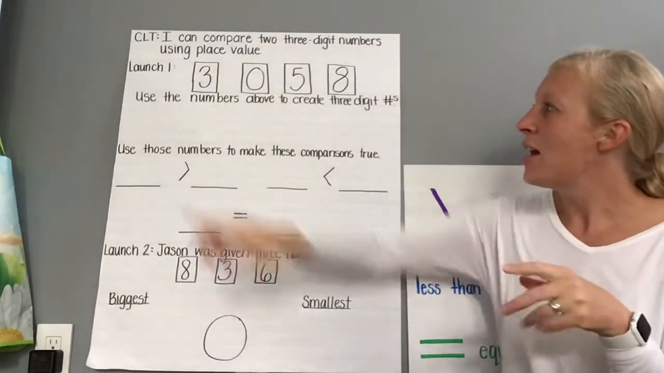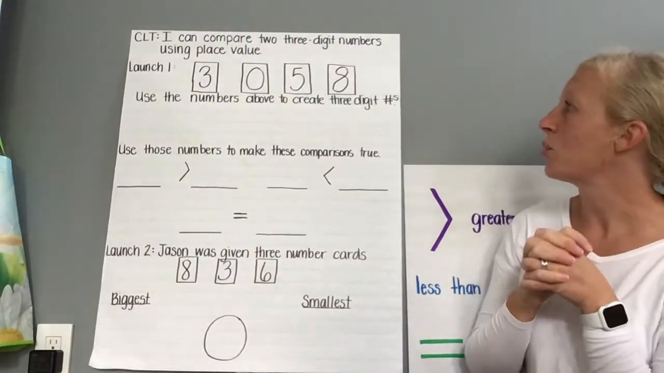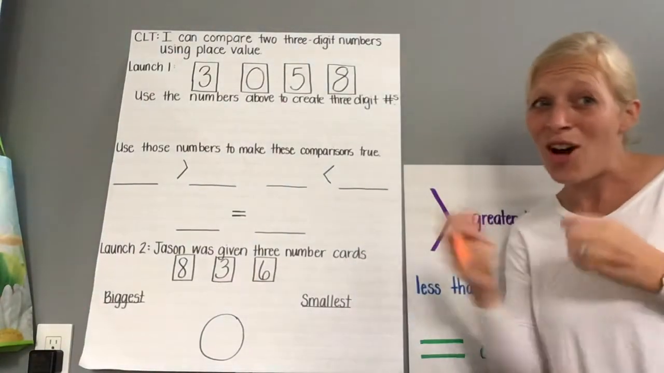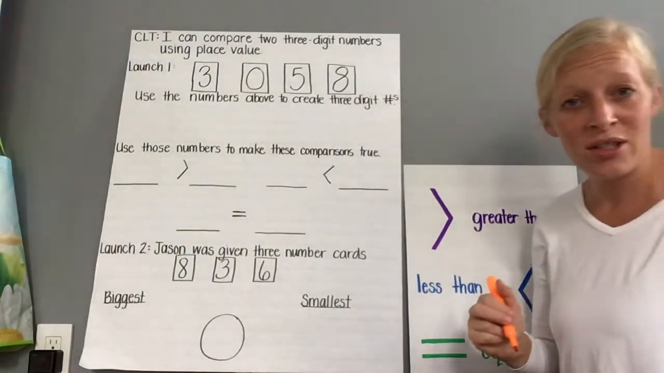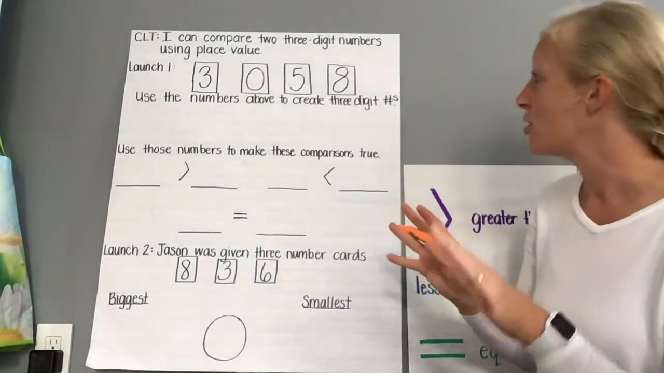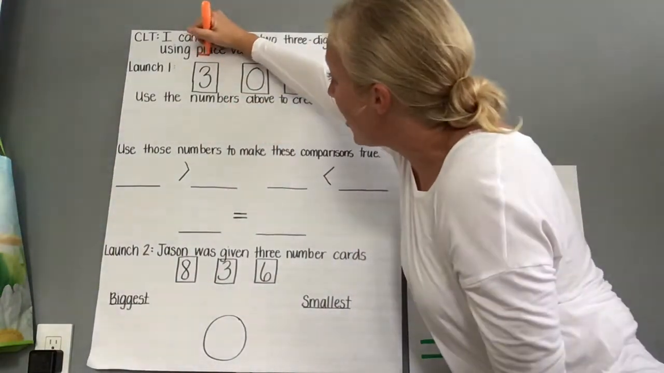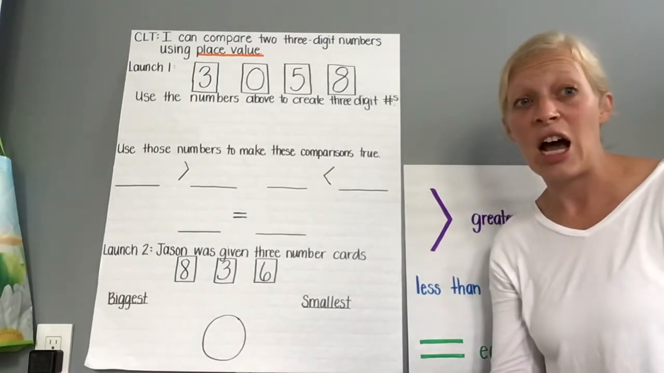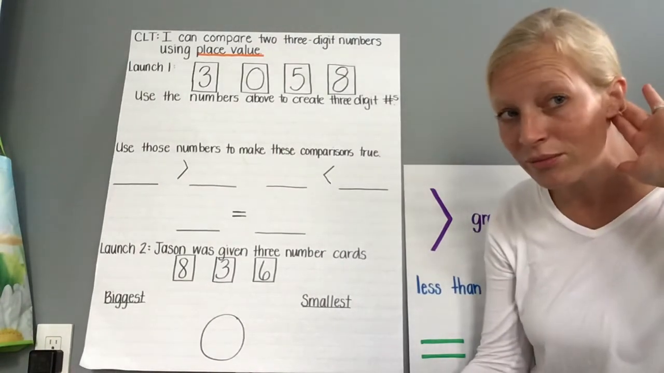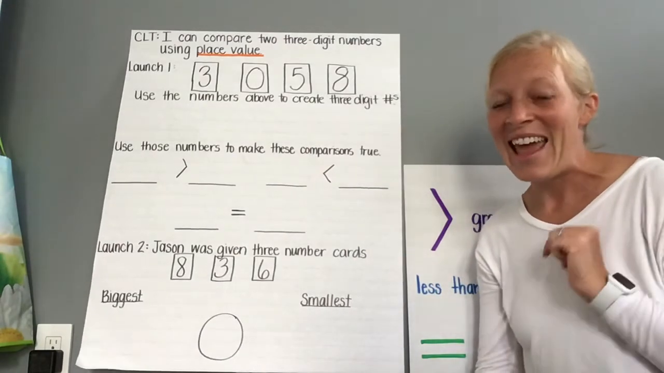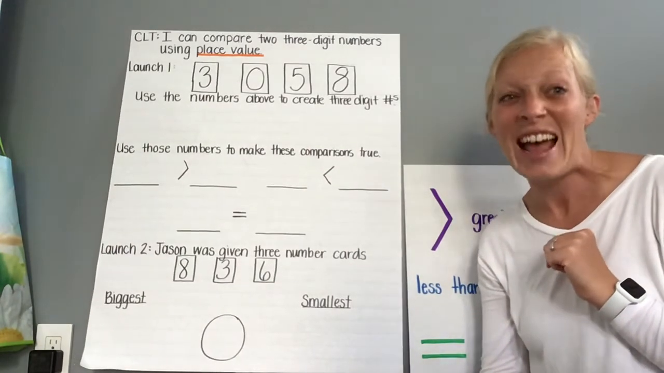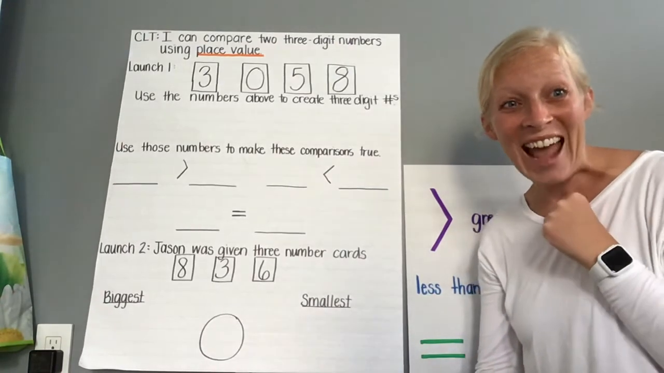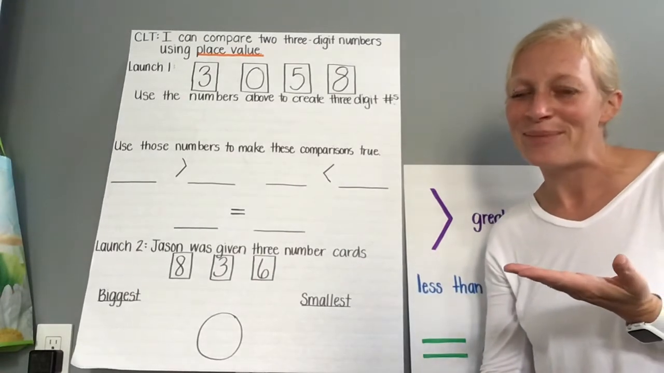I can compare two three-digit numbers using place value. And we've been doing this all week long, right? So we have two numbers, and they're both three-digit numbers. And we're using this place value. That means how much is this place worth? If it's in the hundreds place, how much is it worth? 100. If it's in the tens place, how much is each one worth? You're right, 10. And what if it's in the ones place?